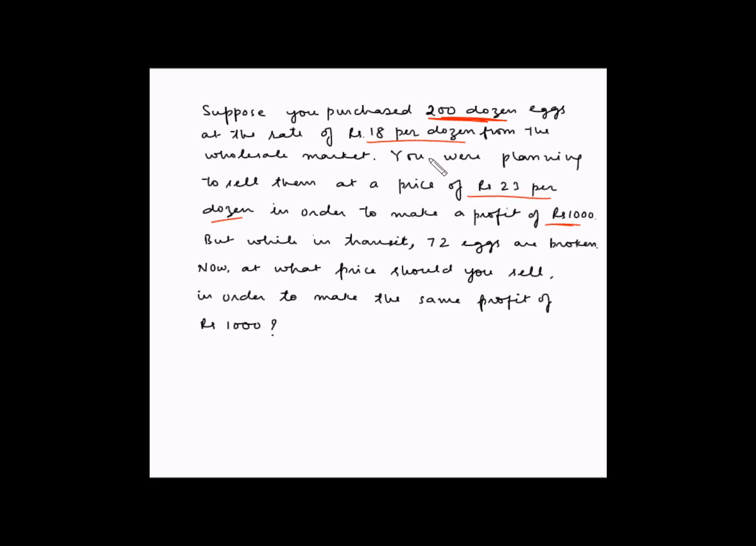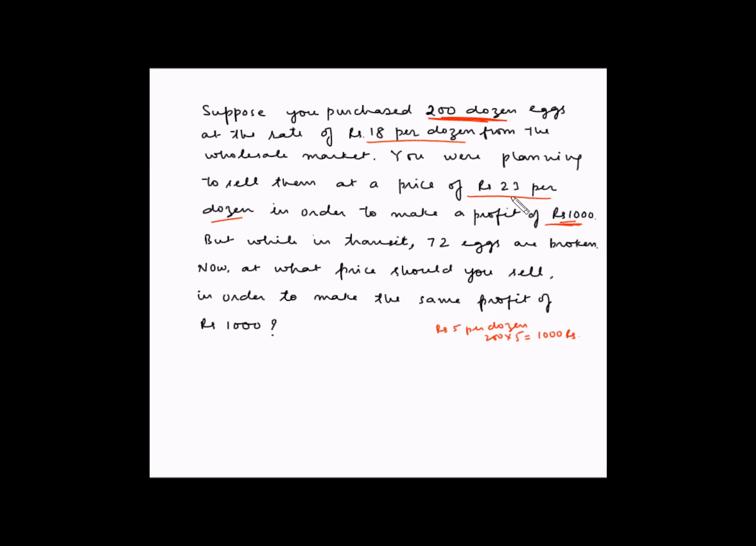So here the profit per dozen is the selling price per dozen minus the cost price per dozen, which is 23 minus 18, which is 5 per dozen, and the quantity is 200 dozen eggs. So rupees 5 per dozen. So for 200 dozen it will be 200 multiplied by 5, which is equal to 1000 rupees. So that is how you have this 1000 rupees here.